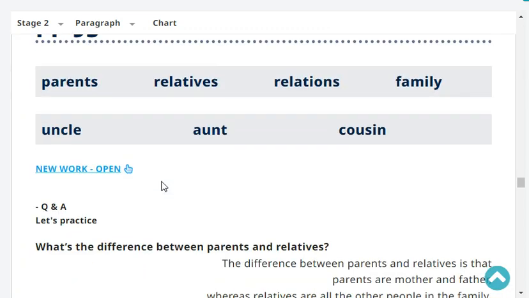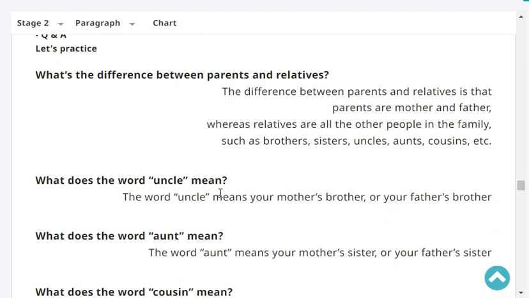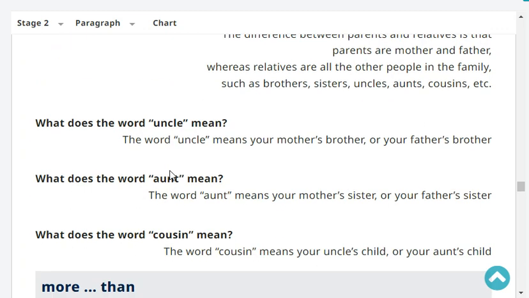What's the difference between parents and relatives? The difference between parents and relatives is that parents are mother and father, whereas relatives are all the other people in the family, such as brothers, sisters, uncles, aunts, cousins, etc. Right?